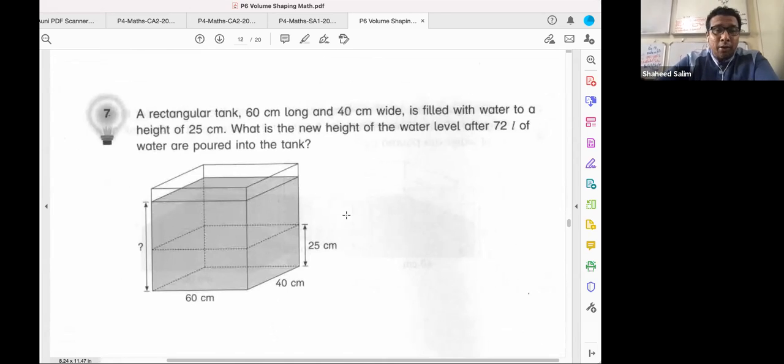Never mind, come, we do this one. Rectangular tank, 60 by 40. It's filled with water up to 25 cm. This is the same as just now. You are able to do it.